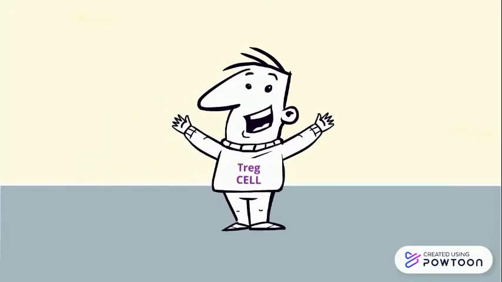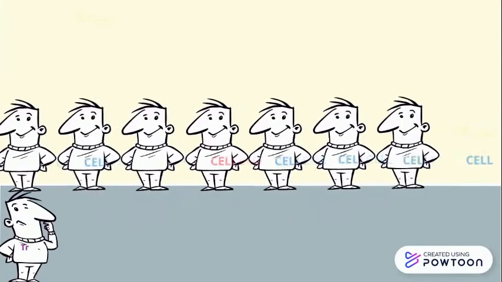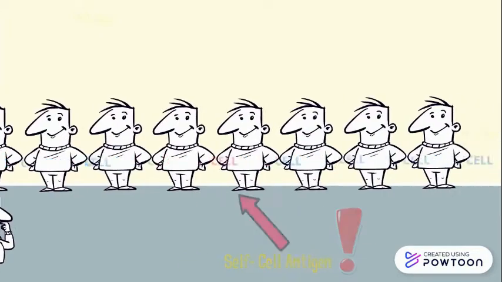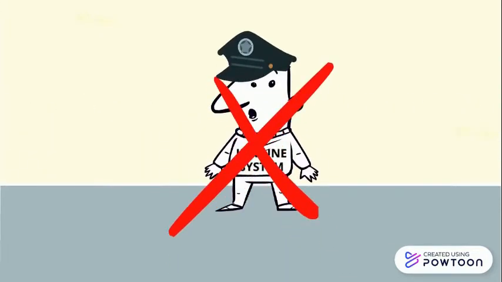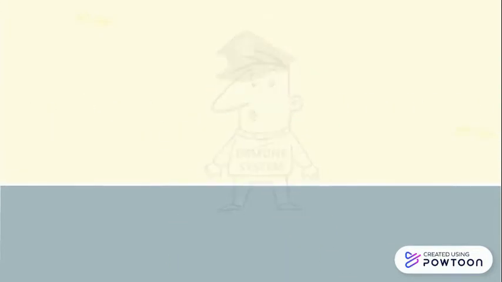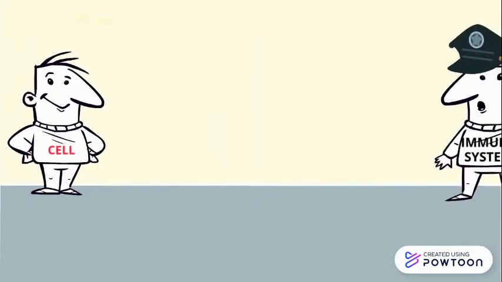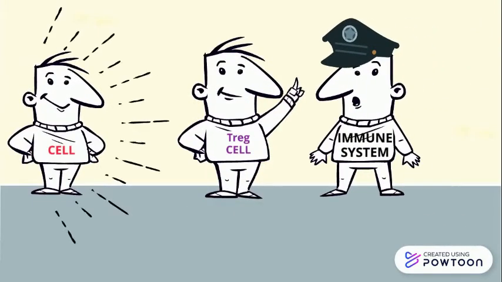Regulatory T cell, or Treg cell, will help to recognize self-antigen and downregulate or suppress the immune response. By doing that, Treg can protect self-antigen from being attacked.